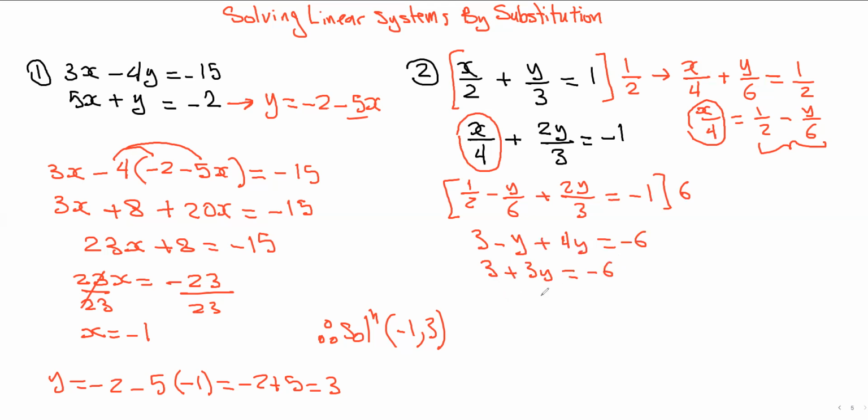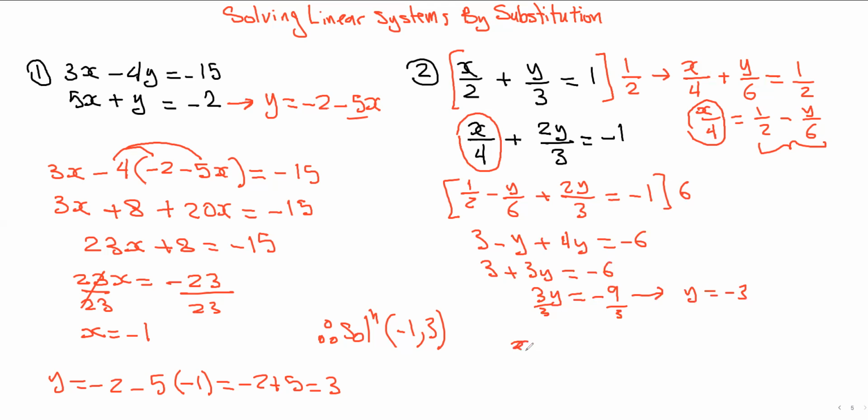I'm going to move the 3 to the other side, so I'm going to get 3y. When I move 3 to the other side, it changes to -3. Then -6 minus 3 will give me -9. Y will equal -3 because I'm dividing both sides by 3. And after that, I just take that -3, sub it in for the y in any of these equations. So I might just do this right here.